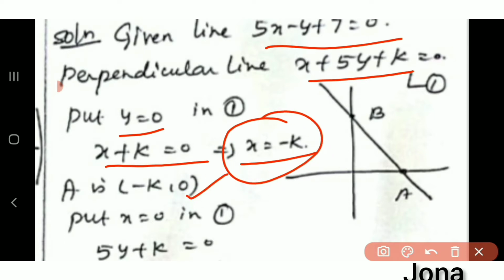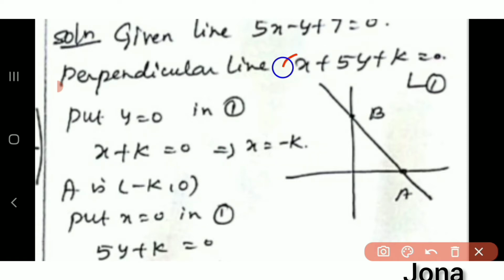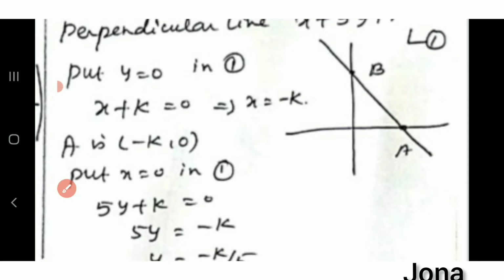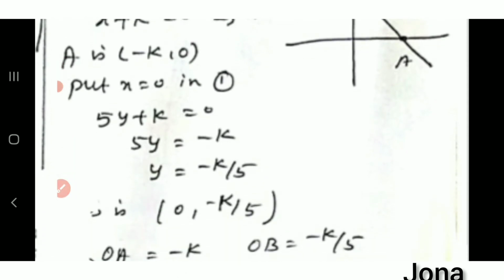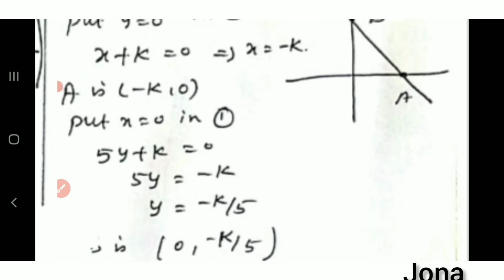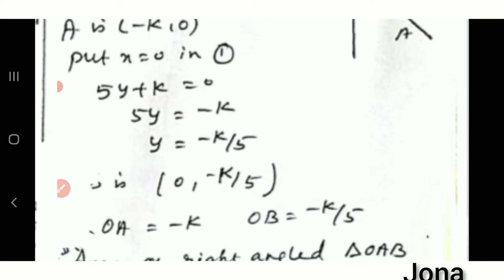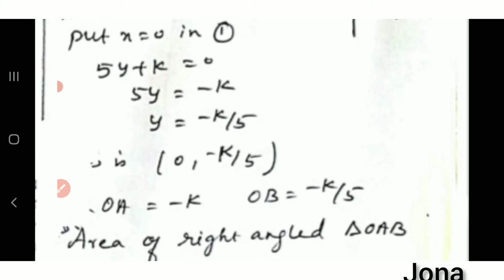If you put x equal to 0, from this equation we have 5y plus k equal to 0. That means 5y equal to minus k, y equal to minus k by 5. Therefore, the coordinate is 0 comma minus k by 5. So, from these points we have OA is minus k and OB is minus k by 5.